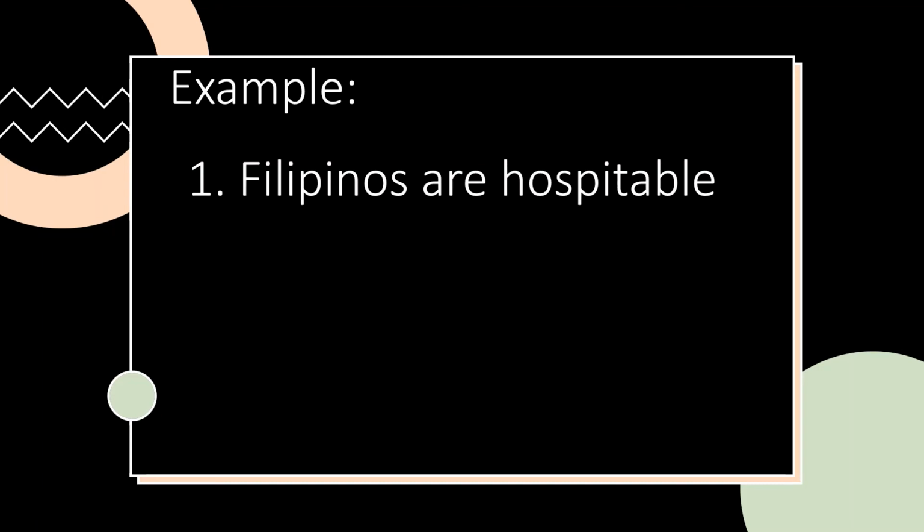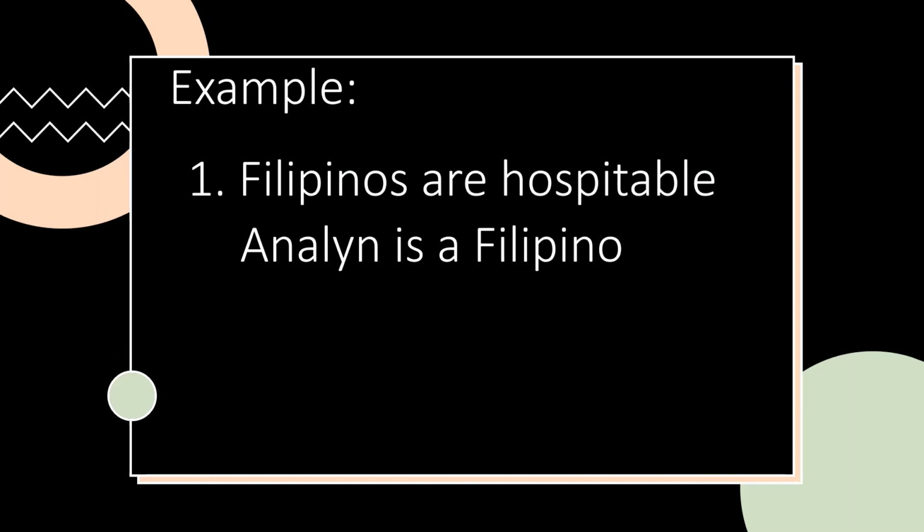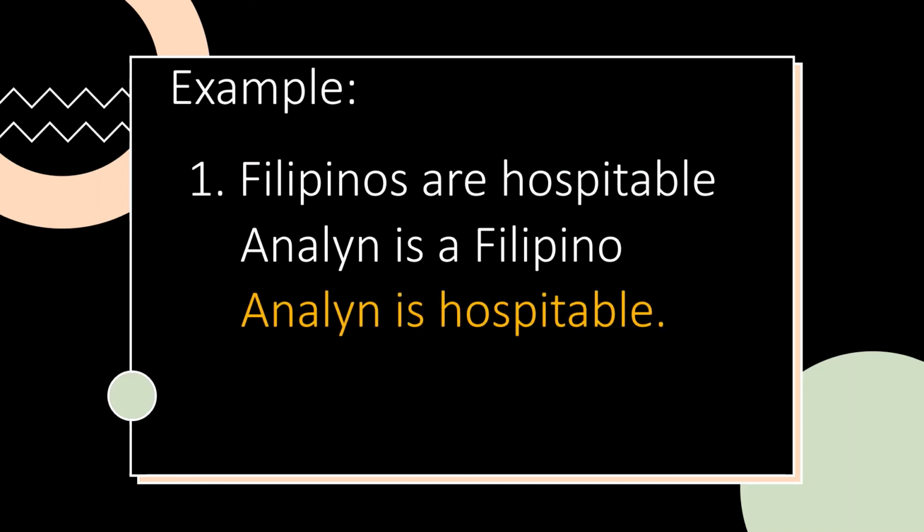So, let us have example. Number 1, Filipinos are hospitable. Annalyn is a Filipino. So, what do you think is the conclusion? So, we have the general fact that Filipinos are hospitable. Then, given an example that Annalyn is a Filipino. So, what can you say about Annalyn? Correct. Annalyn is hospitable since Annalyn is Filipino.